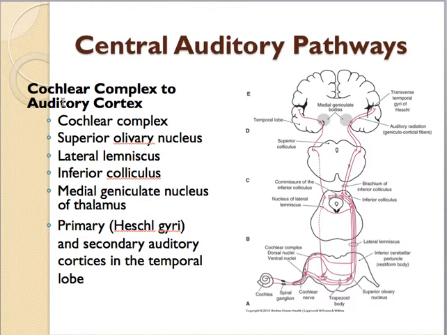From the inferior colliculus, you're going to get a projection to the medial geniculate nucleus. This is part of the thalamus, and then it's going to be relayed from the medial geniculate nucleus to the primary and secondary auditory cortices in the temporal lobe. And so I want you to be familiar with the components. And then what we're going to do is we're going to go ahead and expand on this. So I want you to turn to slide number 30.